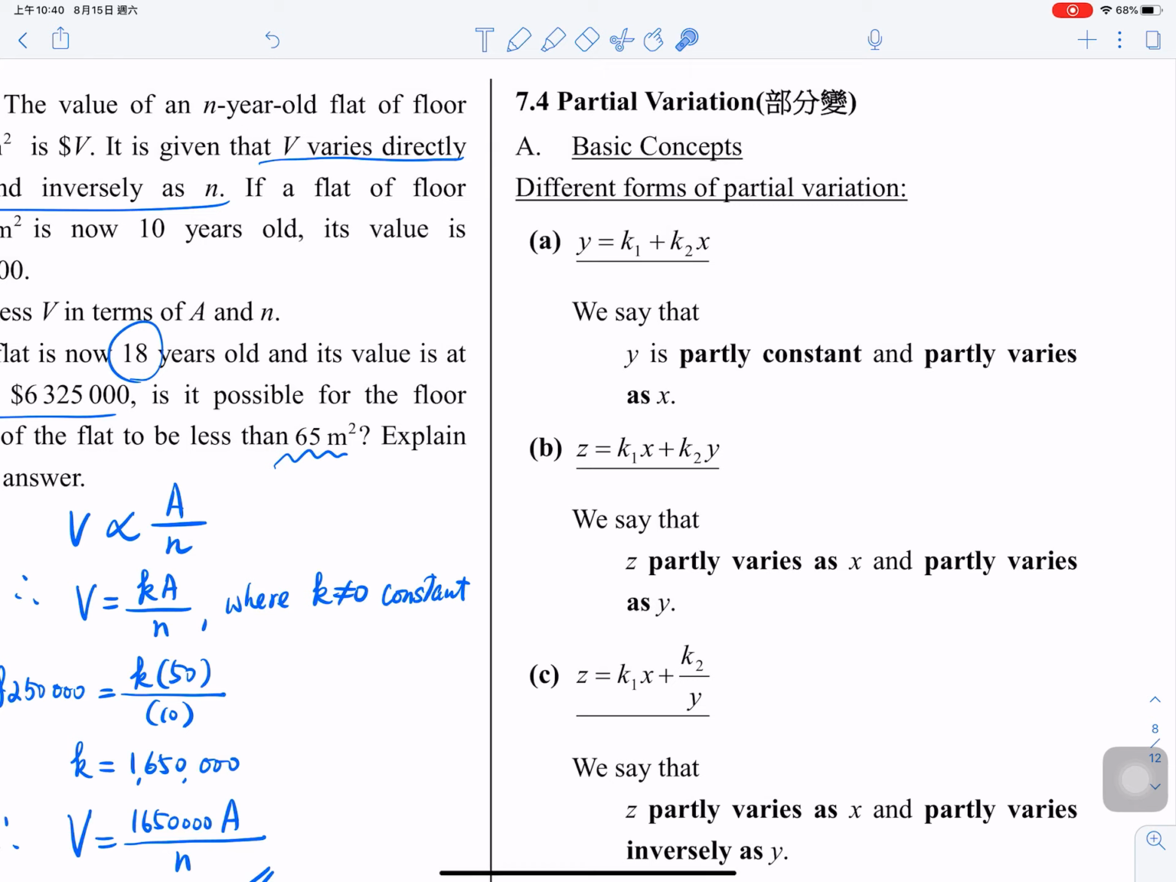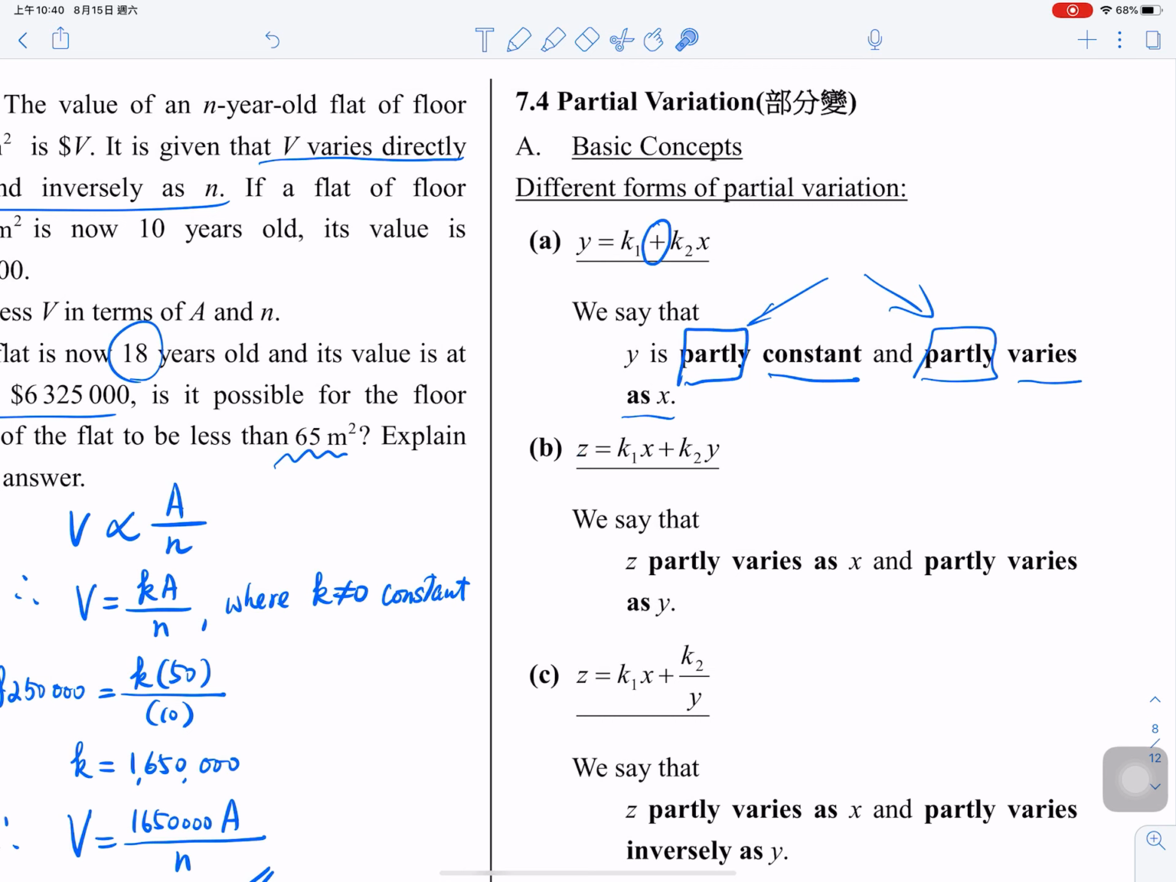The first one, A. We say that y is partly constant and partly varies as x. So you see that partly. When you see this word, then add up these two parts. Okay? So partly is a constant, I use the unknown k1. Partly varies as x, then k2x. k1, k2 may not be equal, so use k1, k2, two constants.